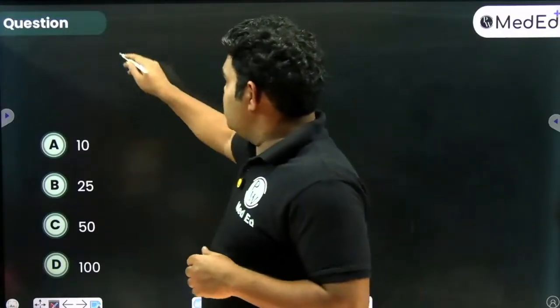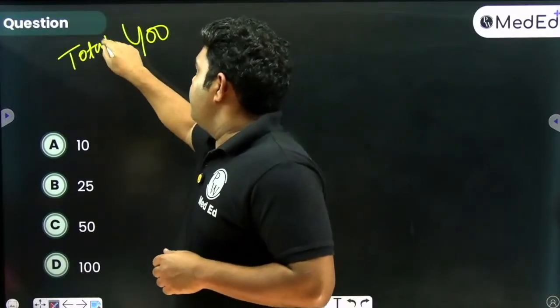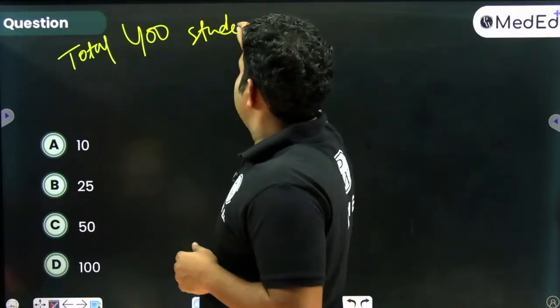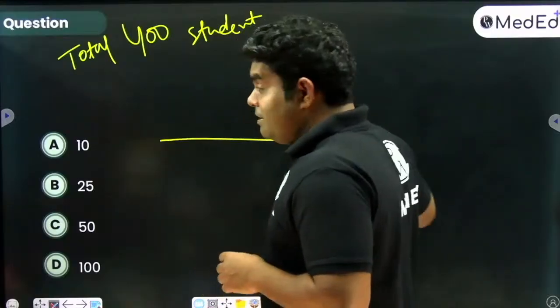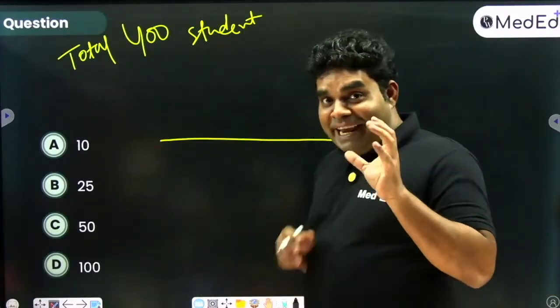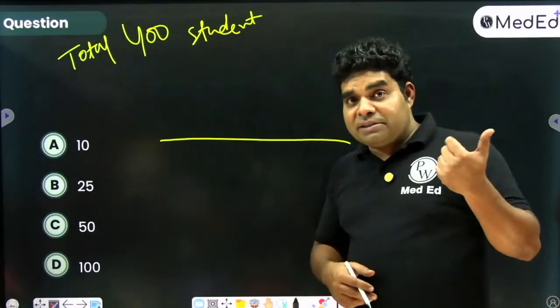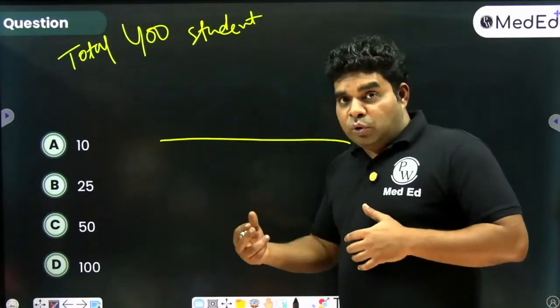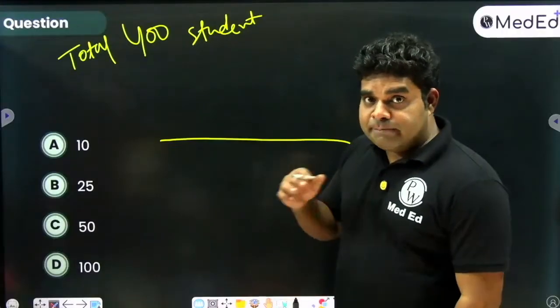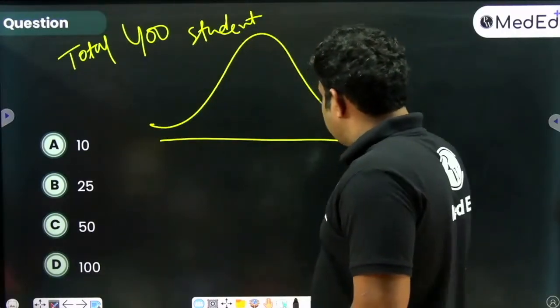So how much was the total number of students? Total 400 students were there. This is a very tricky question. Only students who are paying attention and interested can answer. But this tricky question has come in the past and is expected to repeat, because I am expecting this paper to be tough. So this type of question is definitely something which can come.